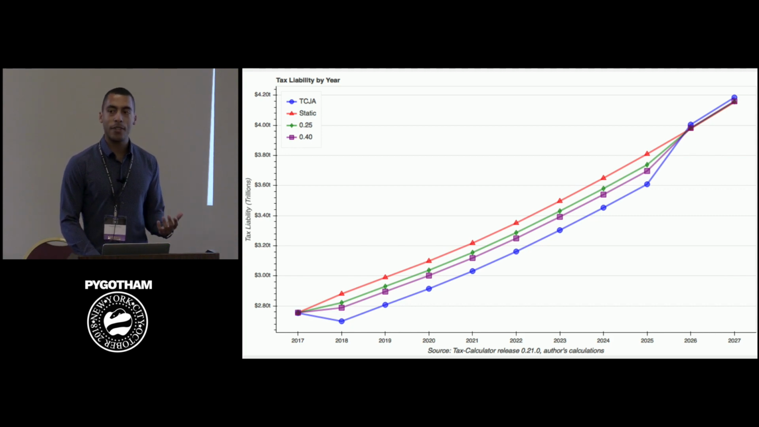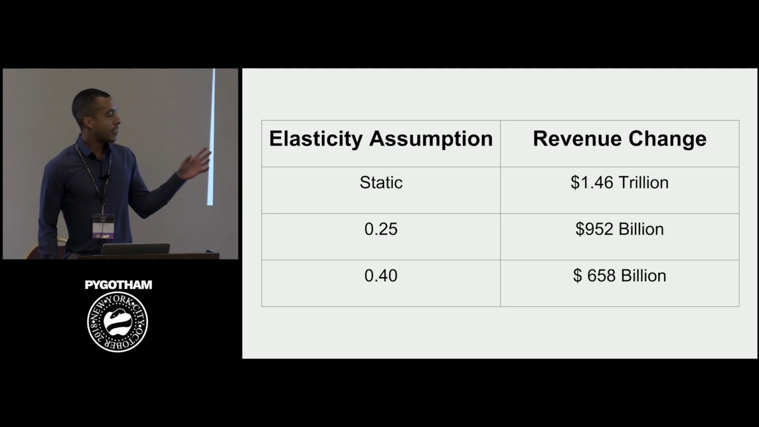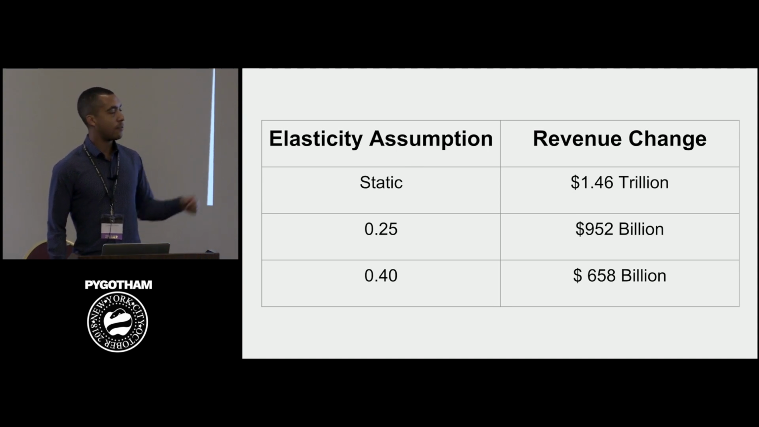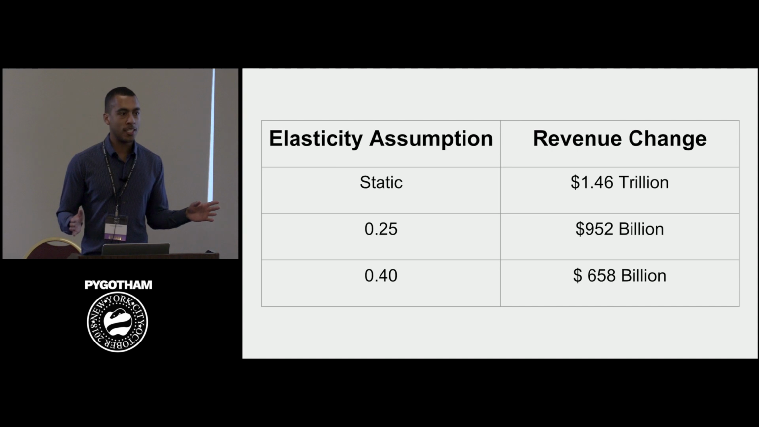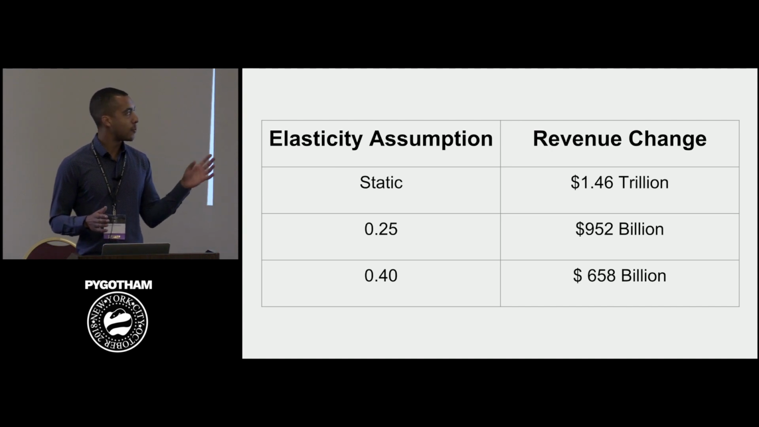And if we look at how much revenue is actually going to be raised under these different assumptions, we can see pretty stark differences. Under the static reform, again, where we assume no change in behavior, we're raising almost $1.5 trillion, or at least that's what we project to raise.